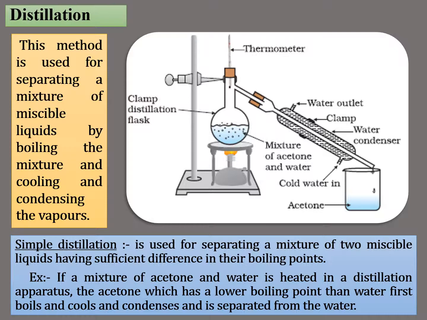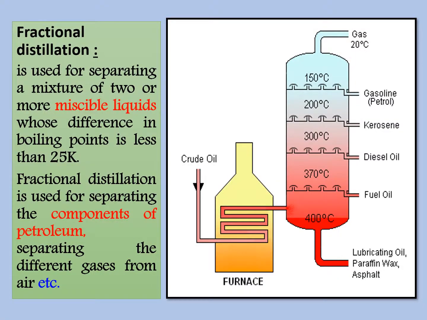Example, if a mixture of acetone and water is heated in a distillation apparatus, the acetone, which has a lower boiling point than water, first boils, cools and condenses, and is separated from the water. Fractional distillation is used for separating a mixture of two or more miscible liquids whose difference in boiling points is less than 25 Kelvin. Fractional distillation is used for separating the components of petroleum, separating the different gases from air, etc.